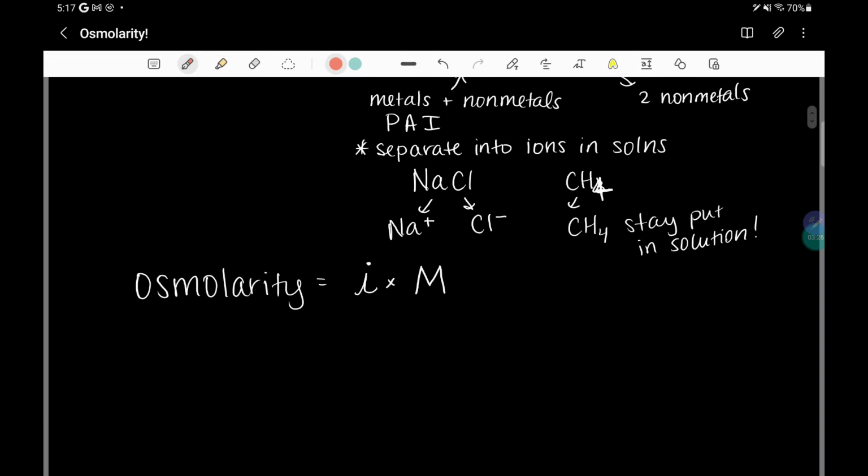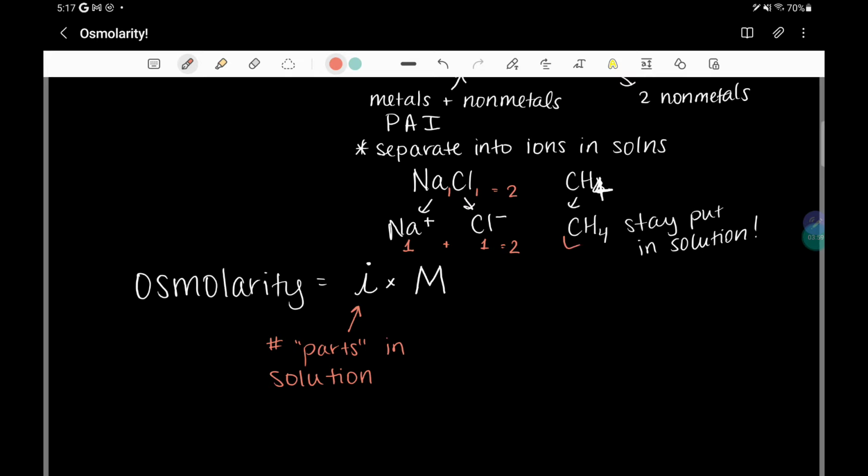i times M. What does this mean? This i is the number of ions or the number of parts in solution. So for our sodium chloride example, we have 1 part here and 1 part here. 1 + 1 = 2. So what's the easiest way to do this? You just add up all the subscripts of your ionic compounds and that gives you your value for i. So for NaCl, the i value is going to be 2.